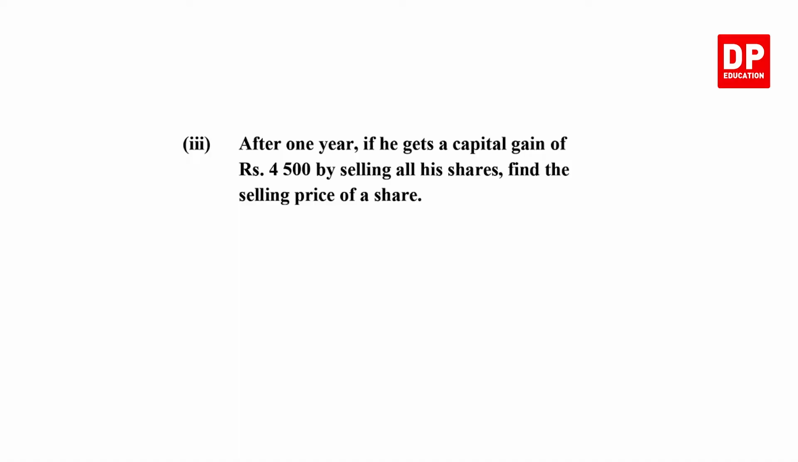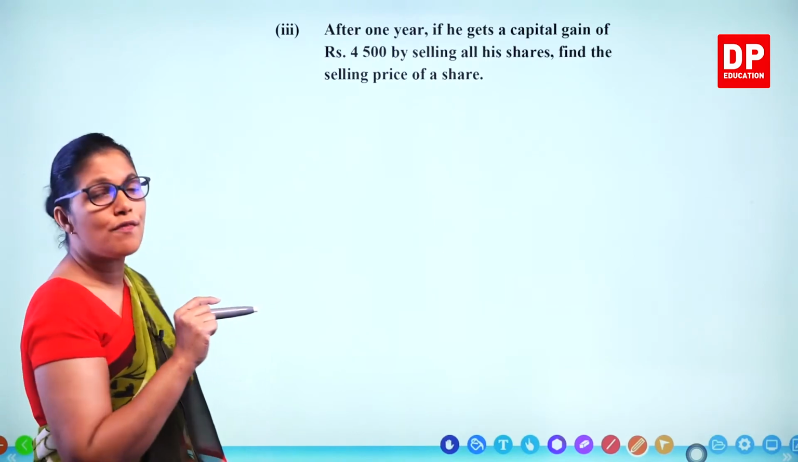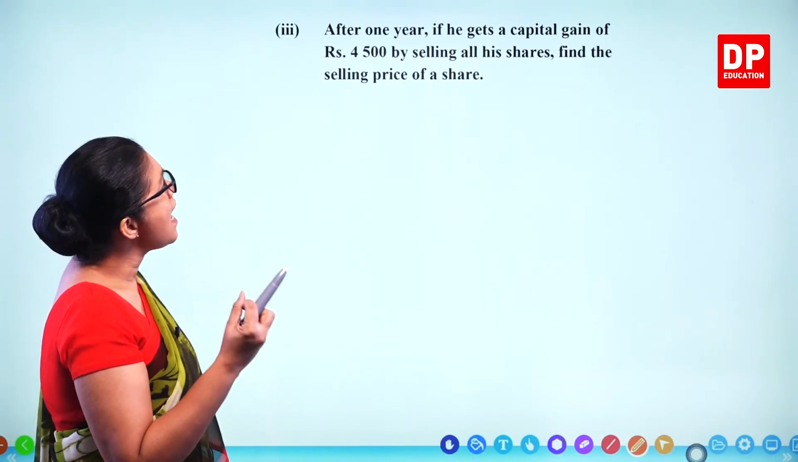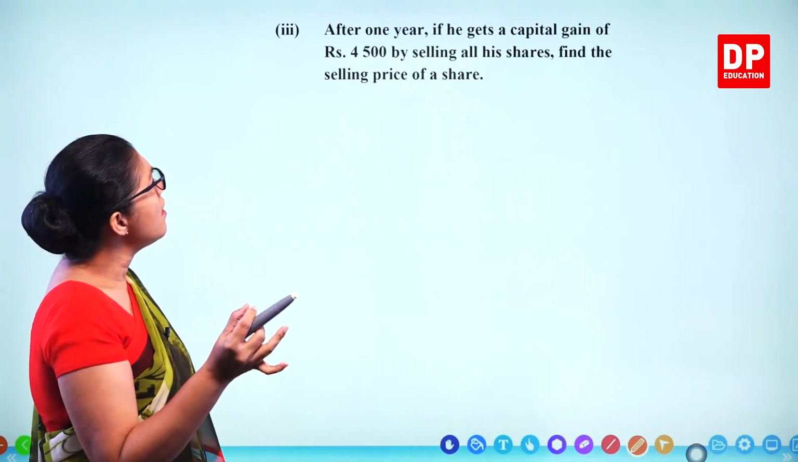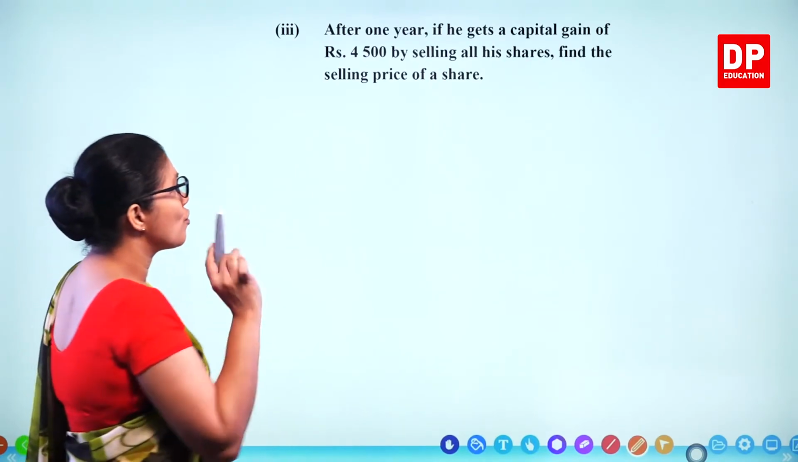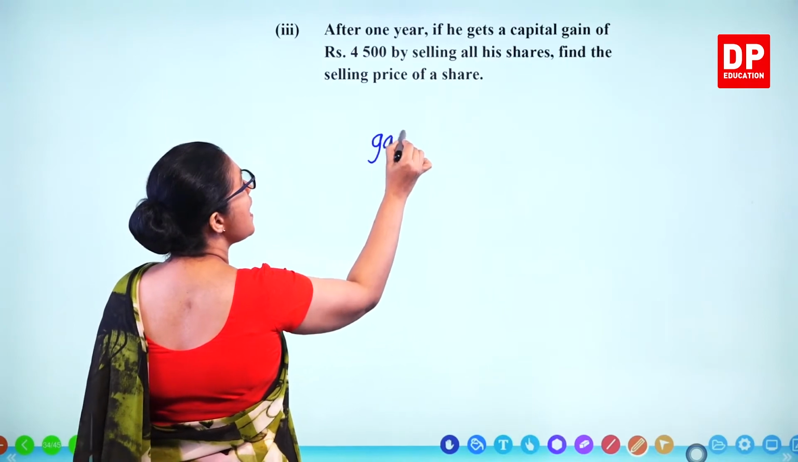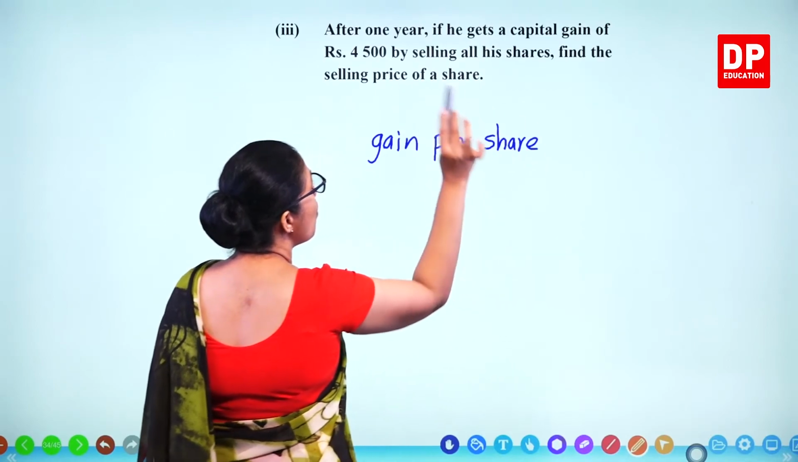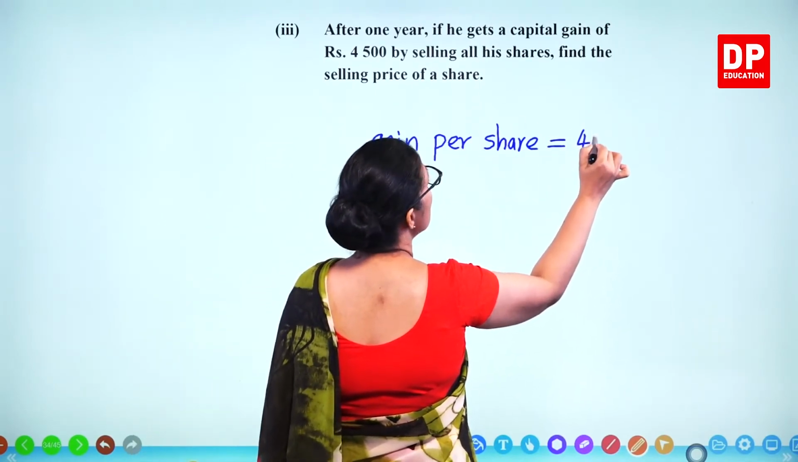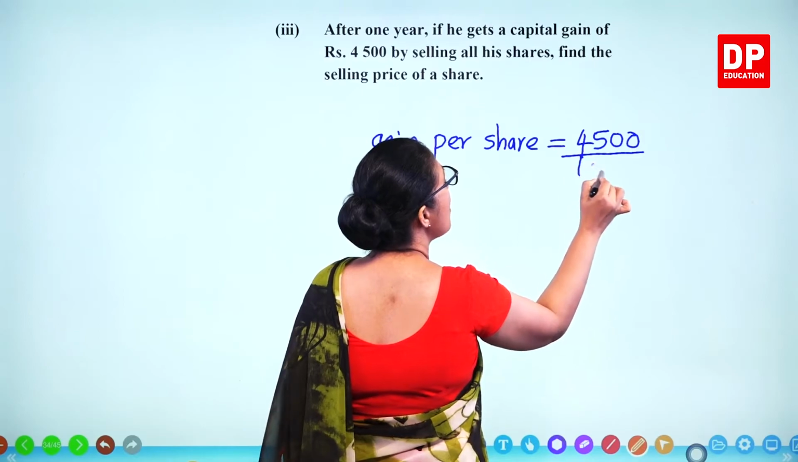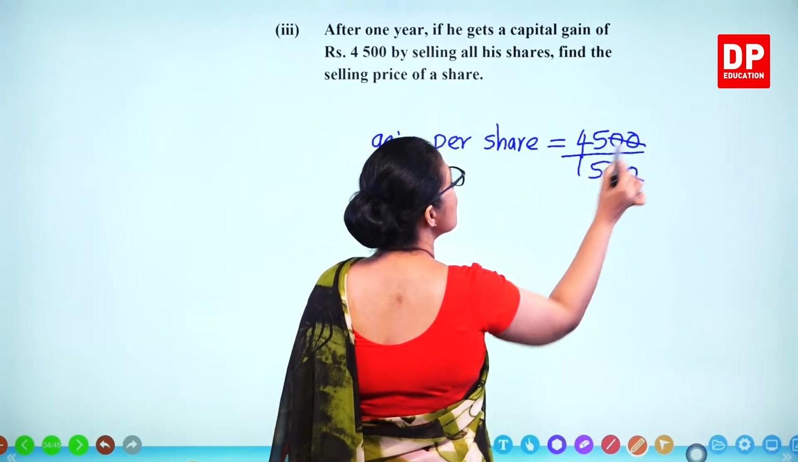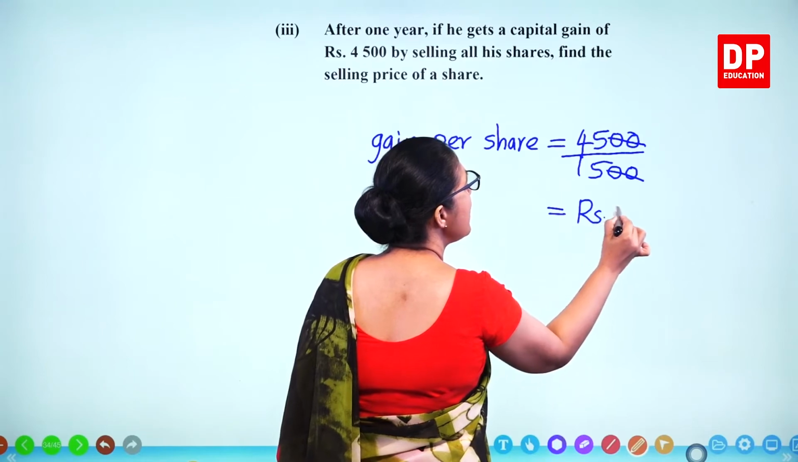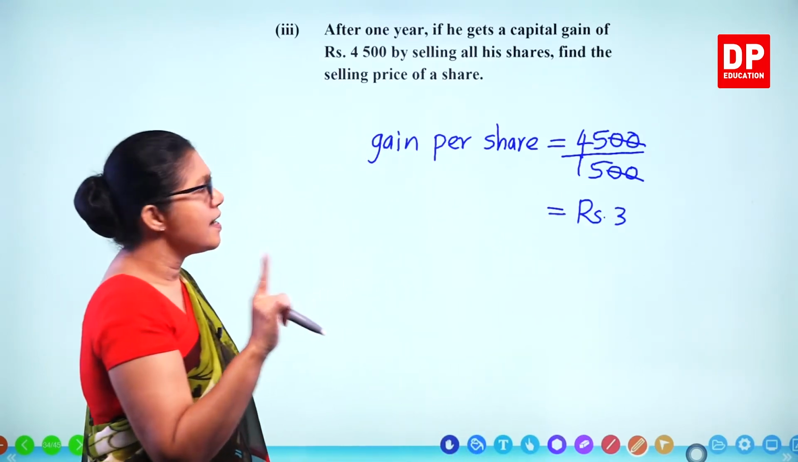After 1 year, if he gets a capital gain of 4,500 by selling all his shares, find the selling price of a share. So what's the gain per share? So there are 1,500 shares. So you can first find gain per share. The total capital gain is 4,500. Divide by 1,500. So 15 times 3. So 3 rupees gaining per share.